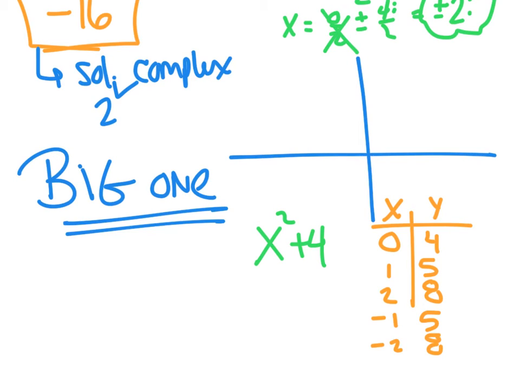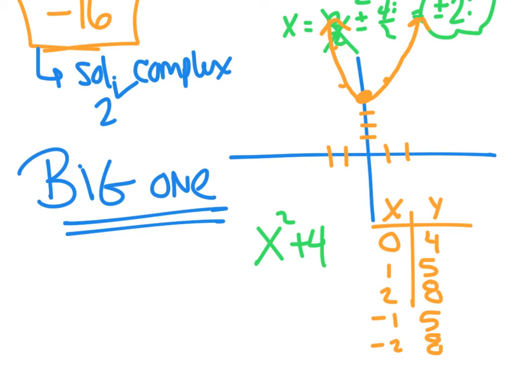So let's plot that. At 0, I get 4. At 1 and -1, I get 5. At 2 and -2, I get 8. Let's go ahead and connect that parabola. Can you see what it's doing? This parabola is either going to sit completely above or completely below the x-axis, depending if it's a positive x squared or a negative x squared.